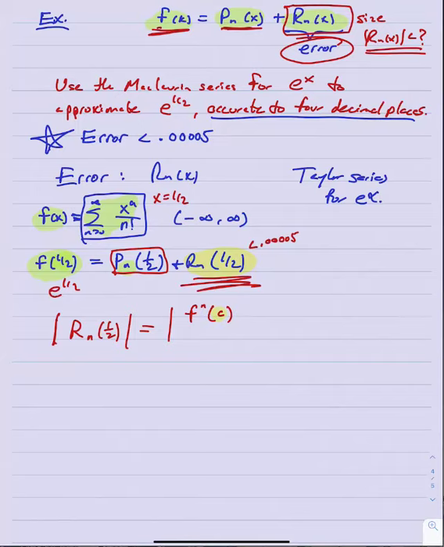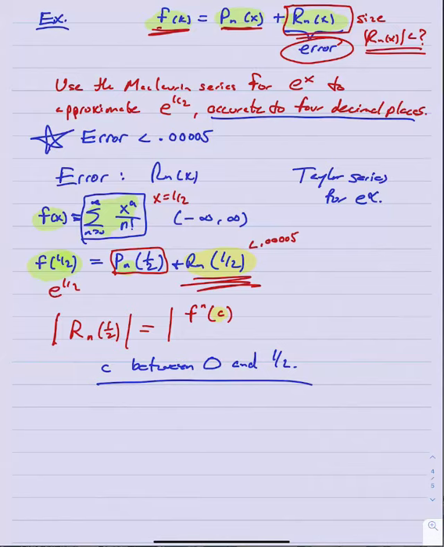It's that mystery number c that we don't know. The only thing I do know is what? That this c will be between the center of the series, which is 0, and the x value that I'm evaluating this function at, which is 1/2. So that's the only thing I know about that c.